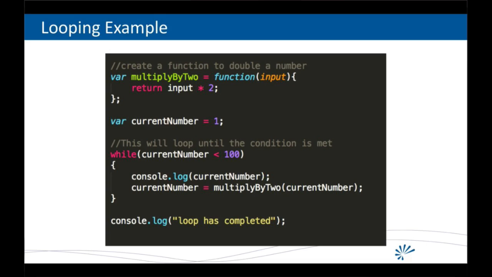So in this scenario, we do the same multiply by two function that we did earlier. We're going to take the current number and set it to 1, and then loop through current number until this multiply by 2 is greater than 100, then stop. So it should go 2, 4, 8, 16, 32, 64, and then stop, because the next one would be more than 100.